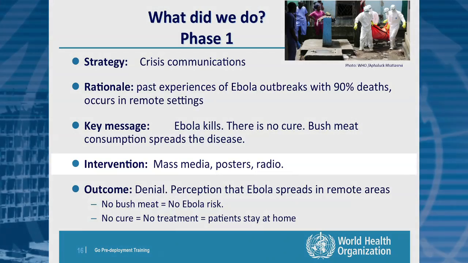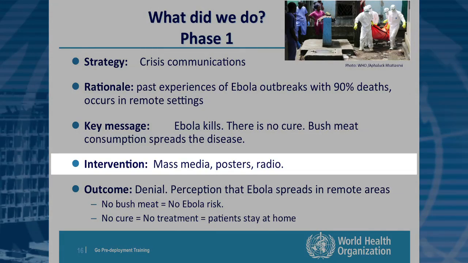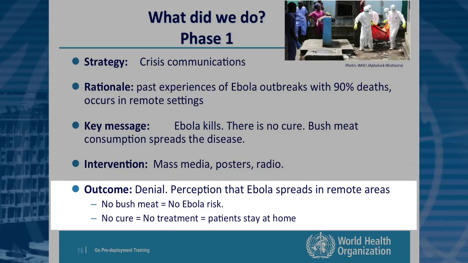So there was a lot of massive outreach, mass media, posters, radio, all, if you like, scaring people to do things because Ebola kills. And the outcome was one of denial. And because Ebola had spread before in remote areas and it had initially come from bushmeat, people in other areas thought, well, that's not us. We're not eating bushmeat, so no Ebola risk.